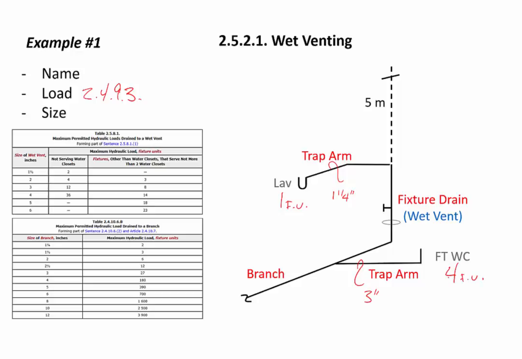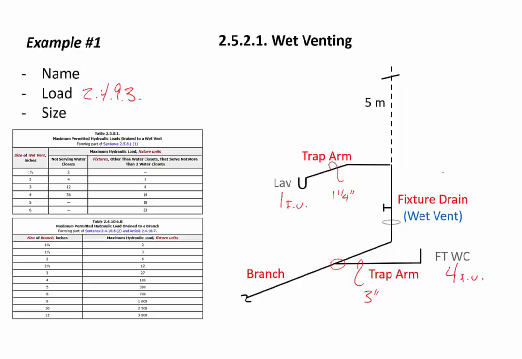Okay, and then we're going to size the wet vent portion. So we start in the direction of flow. We're sizing the drainage system first, then we'll identify and size the vent. So for the fixture drain of the wet vent, again, we do not include the load of the most downstream fitting on a wet vent.